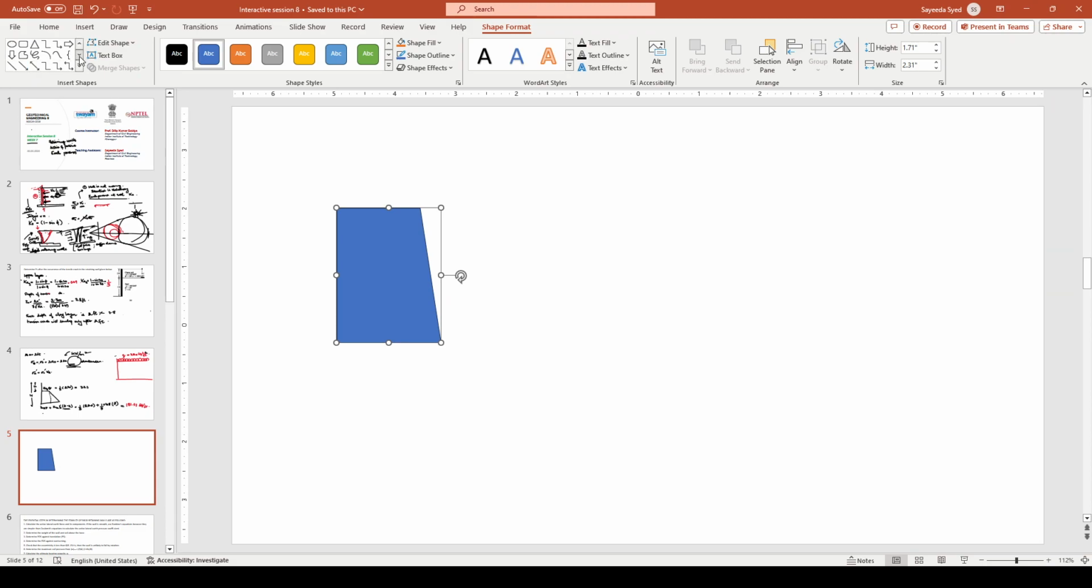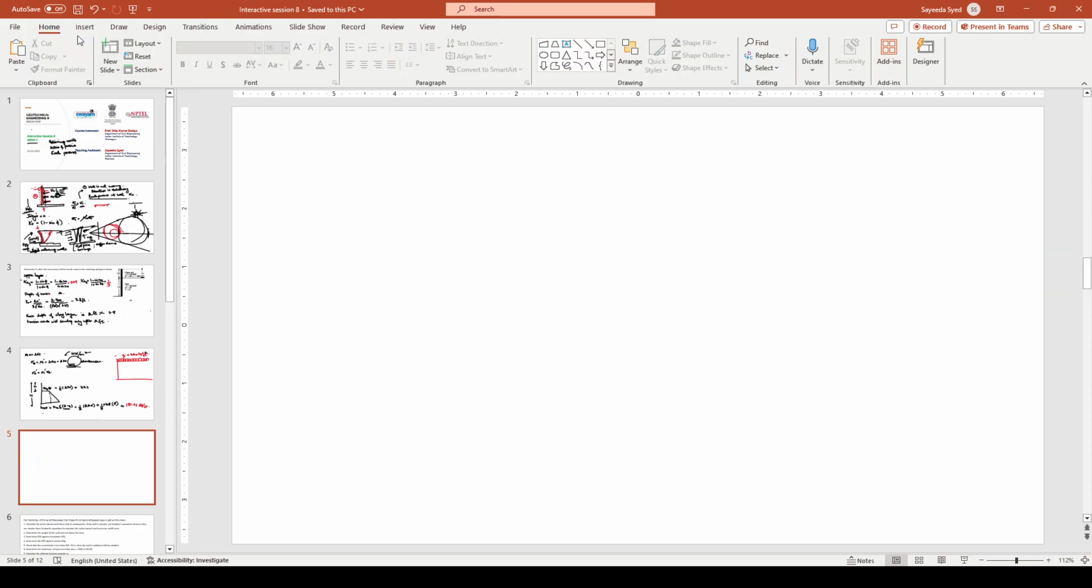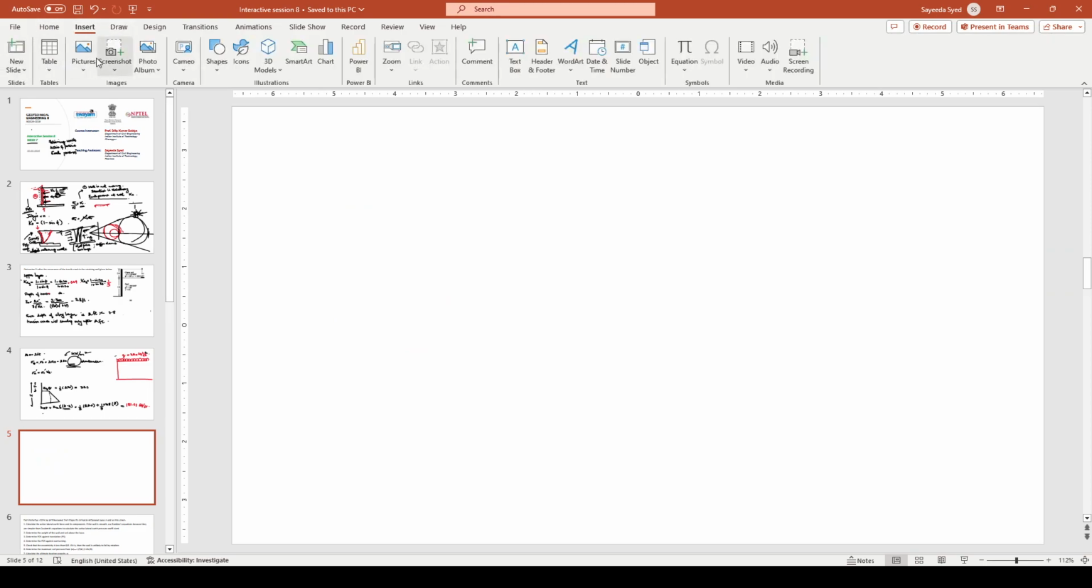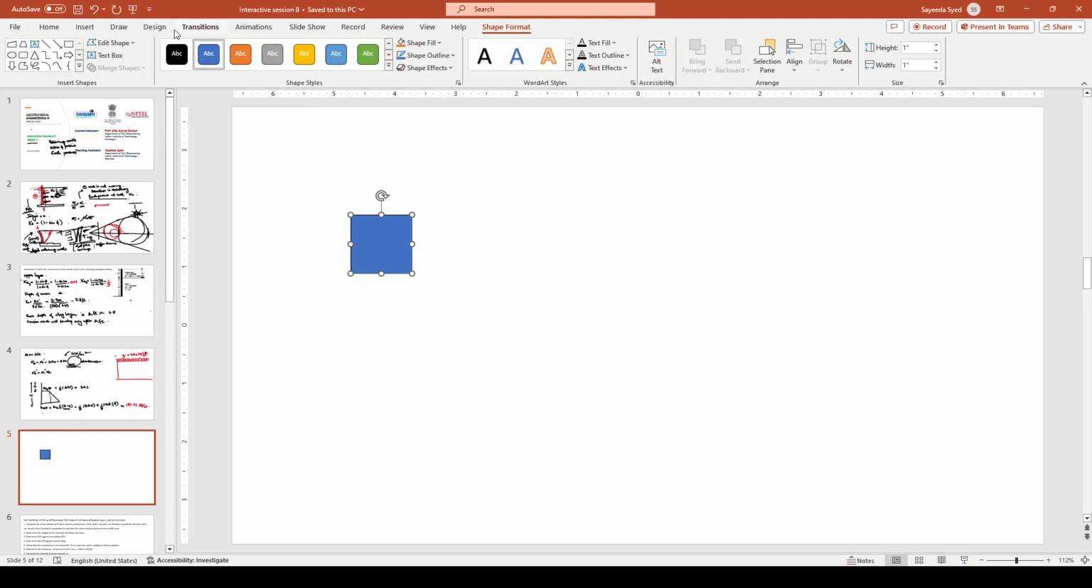Still not what I want. So let me do one thing. Actually, it would be better if I insert two shapes. It will serve our purpose better.